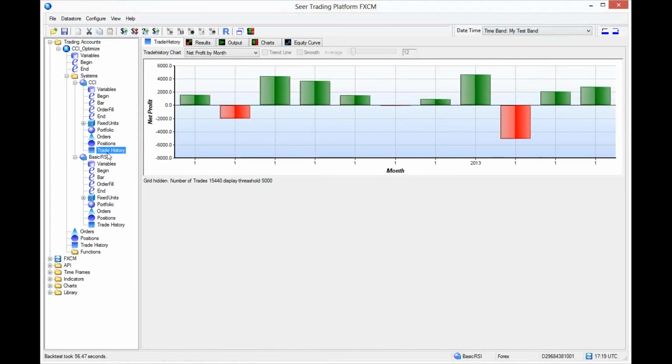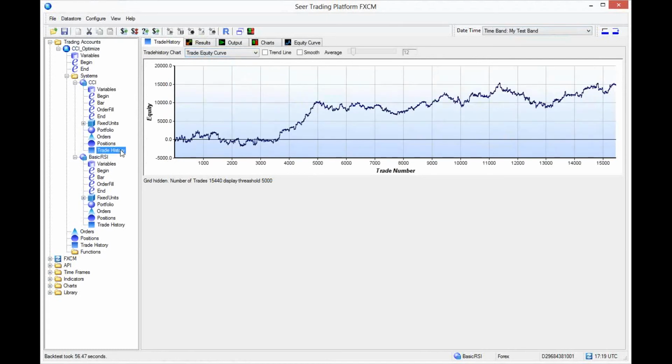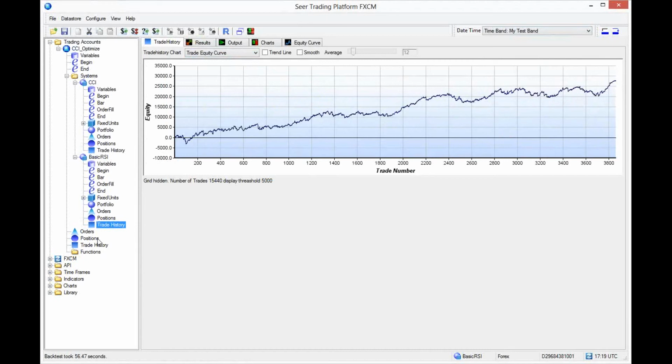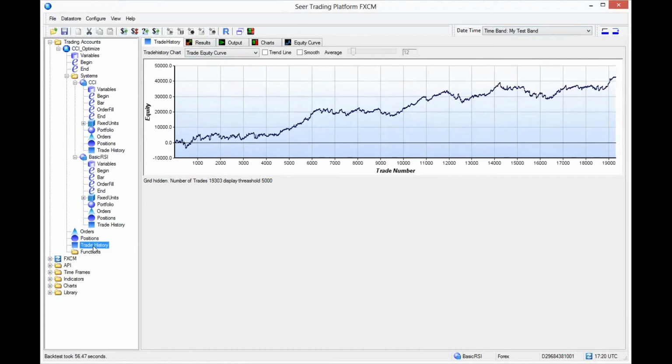Now, what we can do is look at the trade history, or the trade equity curve, by instrument. So this is the trade equity curve by CCI. You've seen this one before. We can look at the trade equity curve of the RSI as well, and now we can also see the trade equity curve of the combined instruments.